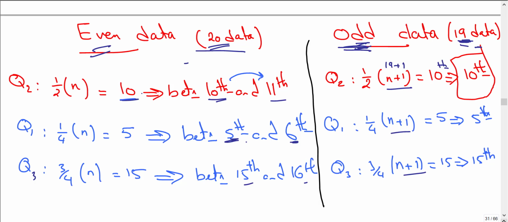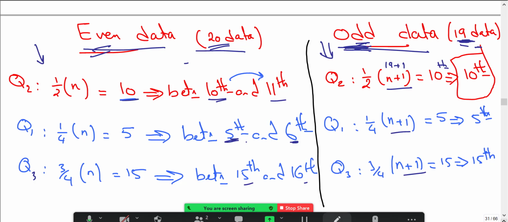Write down the rule. I want you to write the rules for even. Write a title, even data, for example 20, and write this. And write another example, odd data, like 19, and write this. Now, quickly, Adam, please.